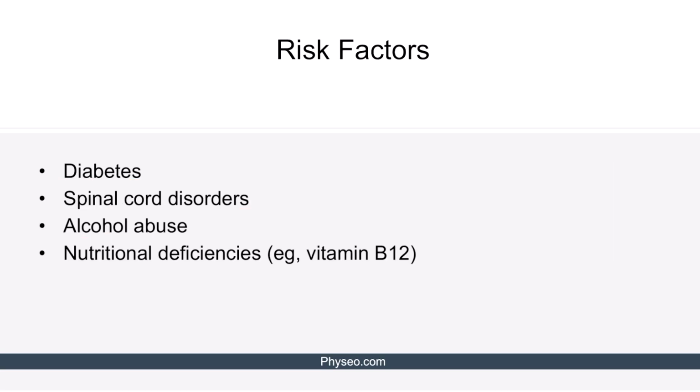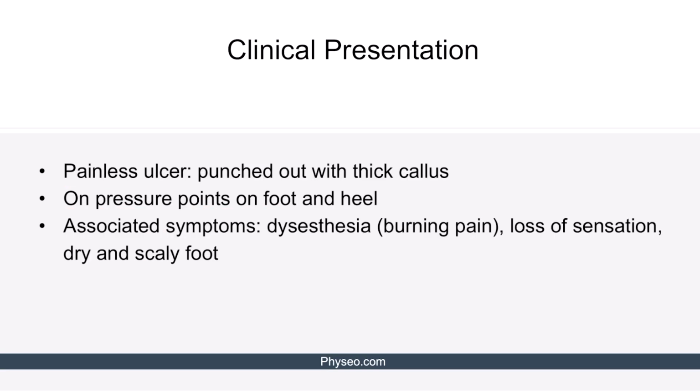The single biggest risk factor is diabetes mellitus. Other conditions that can cause neuropathy include spinal cord disorders, alcohol abuse, and nutritional deficiencies such as vitamin B12 deficiency. Neuropathic ulcers present as painless ulcers that are punched out with a thick callus. They tend to be found on pressure points on the foot and heels. Associated findings of diabetes can be found as well. And those diabetes findings that you're thinking of are dysesthesia, or a burning pain, a loss of sensation over the affected area, as well as a dry, scaly foot.